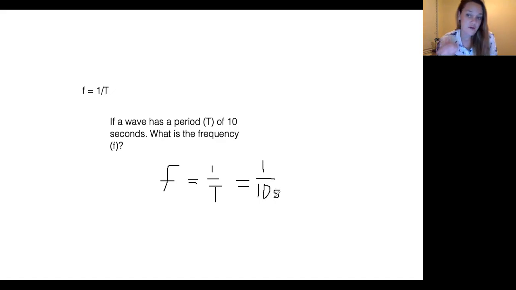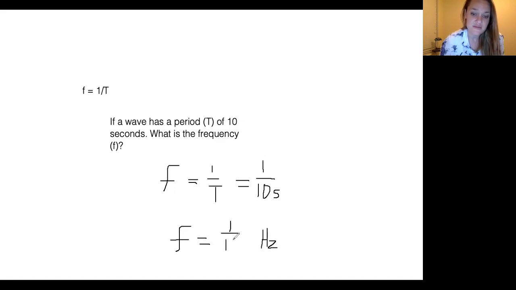Now, 1 over s is equal to a new unit that you need to become familiar with called hertz. That is Hz. So if we carry this down, we have our equation. Frequency is equal to 1/10 hertz. However, remember, when you're plugging it in this case, don't leave any spaces. One more piece of advice that I have for you is if you can't remember what the symbol is, go back to the table from earlier in this lesson.